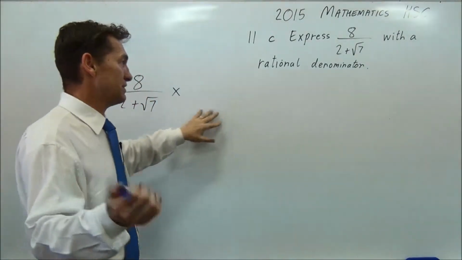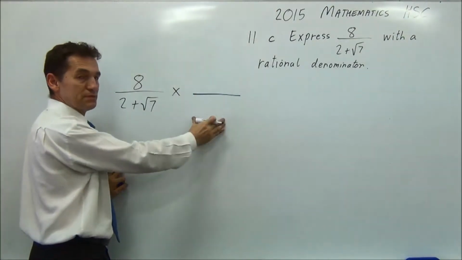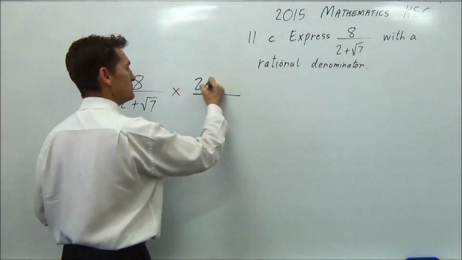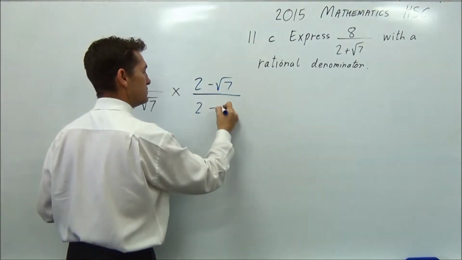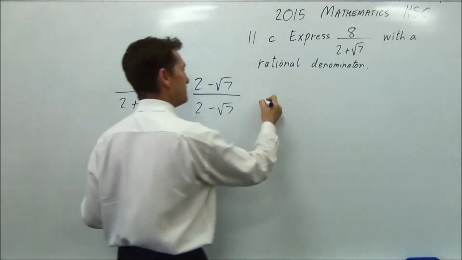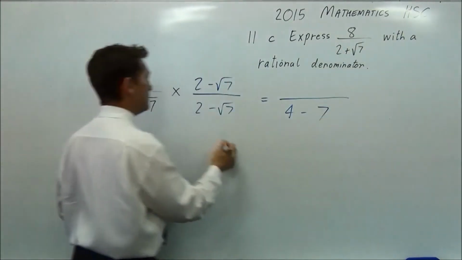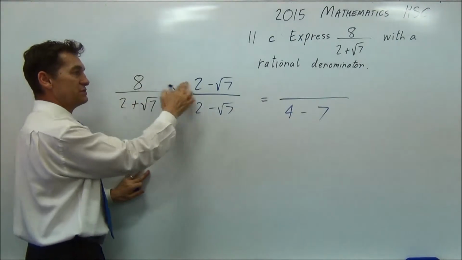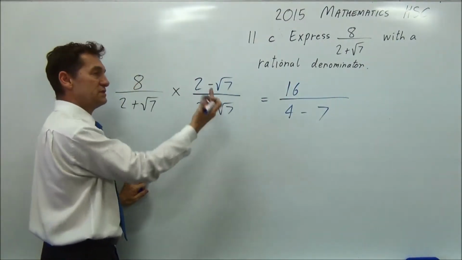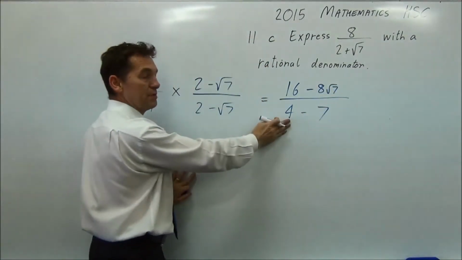Okay, 11C is just express this number with a rational denominator. Pretty easy. You should know how to rationalise the denominator. You're just multiplying by 1 by using the same number top and bottom to create the difference of two squares. So we're going to use the opposite of this, 2 minus root 7 over 2 minus root 7. This is the difference of two squares on the bottom. And on the top, you're just doing one at a time. So 8 times 2 is 16, and 8 times root 7 is 8 root 7. Clean up the bottom, you get negative 3.